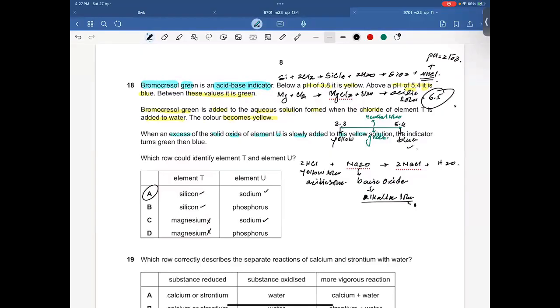Why not phosphorus? Because HCl is an acidic solution, and the oxide of phosphorus is P4O10. It is also an acidic oxide, and two acidic species cannot react together. So reaction cannot take place. I hope it makes sense to you now. Question number 19.